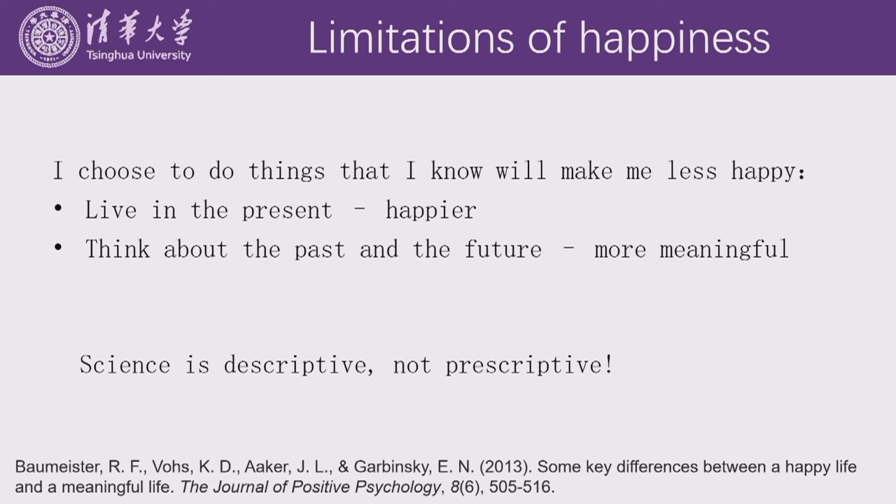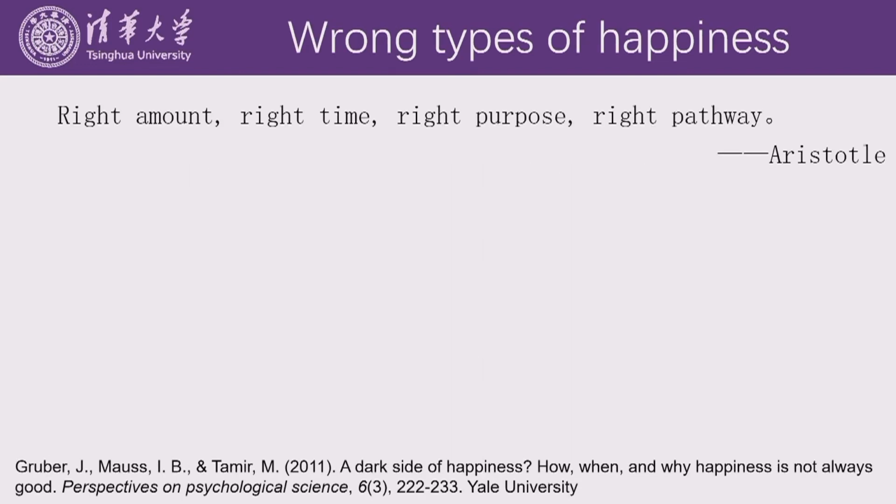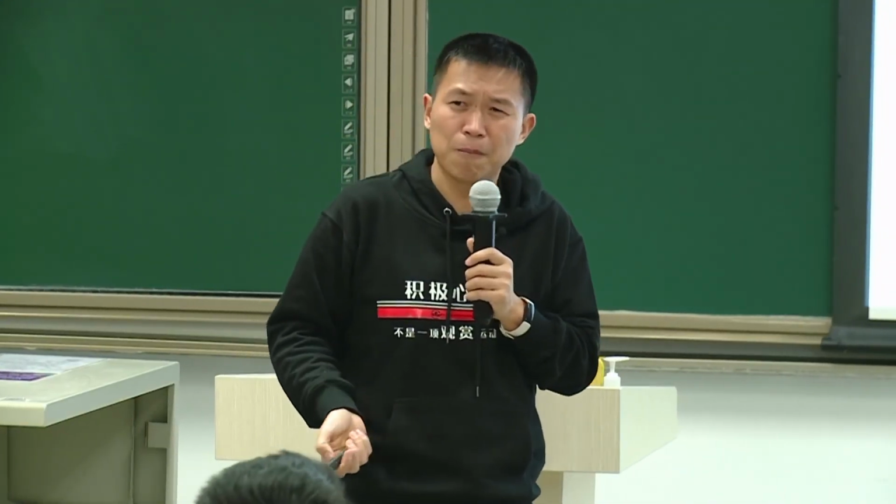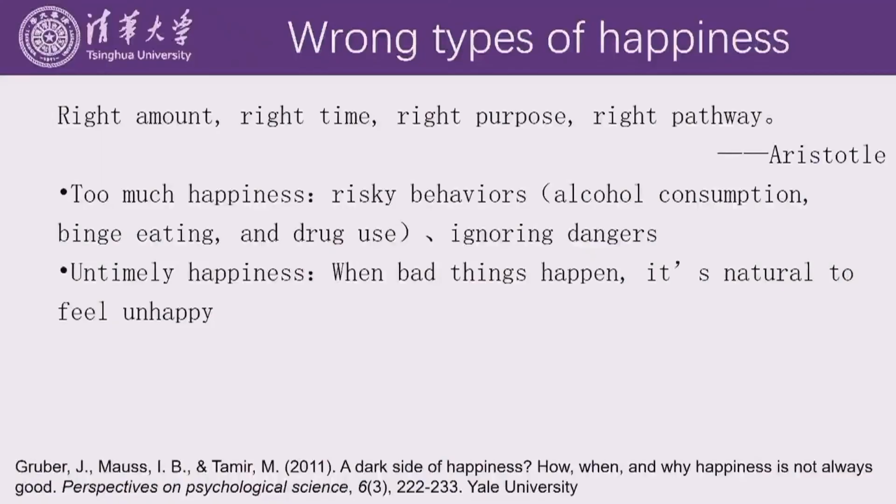So it's your decision. And secondly, there are wrong types of happiness. According to Aristotle, we have to have the right amount, right time, right purpose, and right pathway of everything, including happiness. So if it's too much happiness, it actually could be risky. Research shows that if you feel too happy, you may have too much alcohol consumption and binge eating, drug use, etc., and ignore dangers because you feel, I'm happy, I can probably drive under the influence of alcohol, etc., because you feel very optimistic. So that's bad. We don't want too much happiness, just a moderate amount of happiness and untimely happiness.